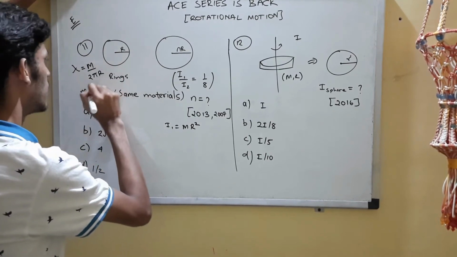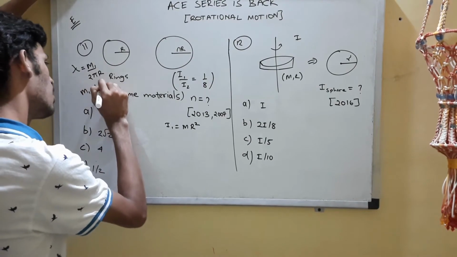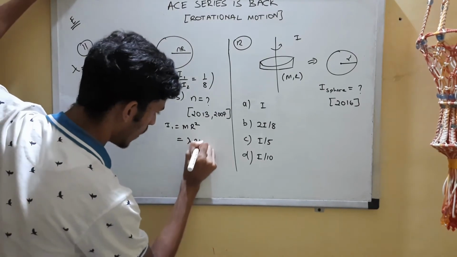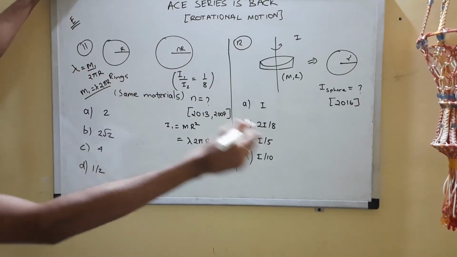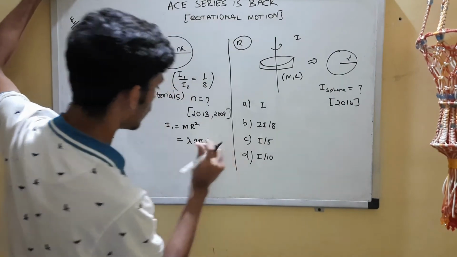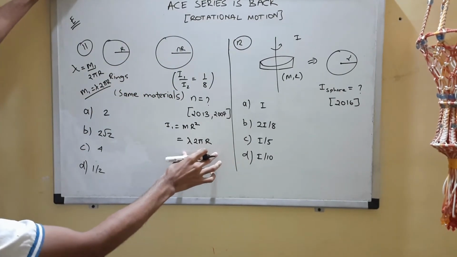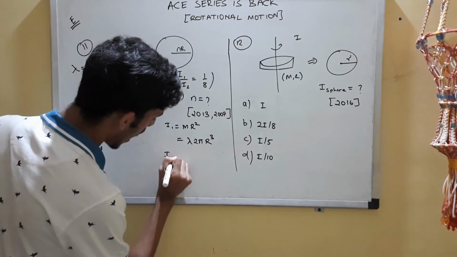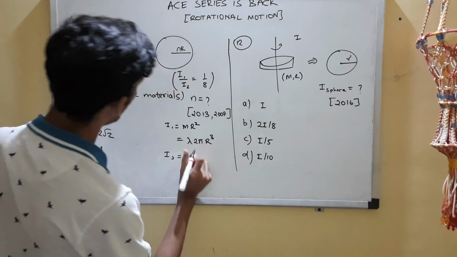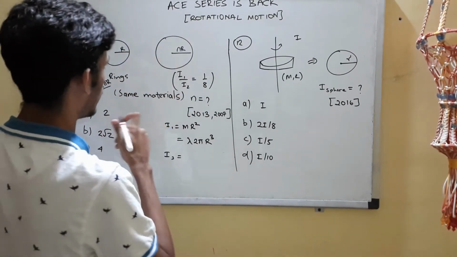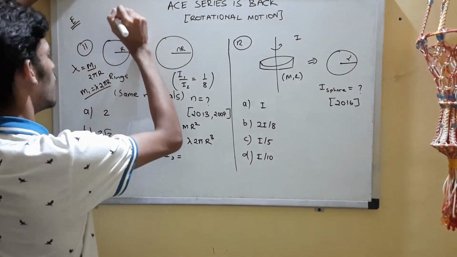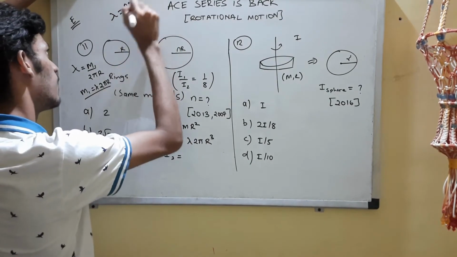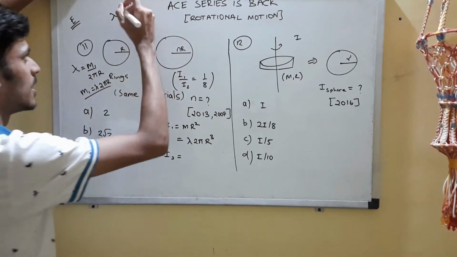So mass of ring 1 will be basically lambda times 2 pi r. Lambda is constant for both of them because they are the same material. And r square will make this r cube. Similarly, we can find I2. I2 will be given as mass of this ring times the radius of that ring squared. First of all, we can write lambda for this ring as mass of that ring divided by the length, and length is basically the circumference.